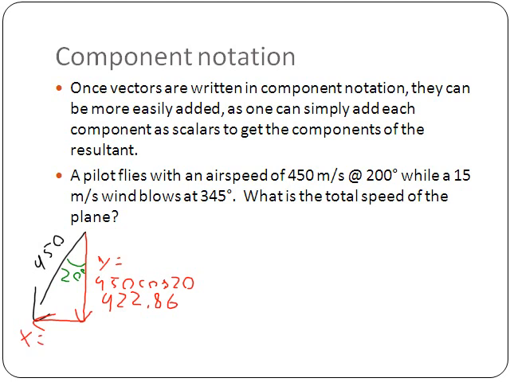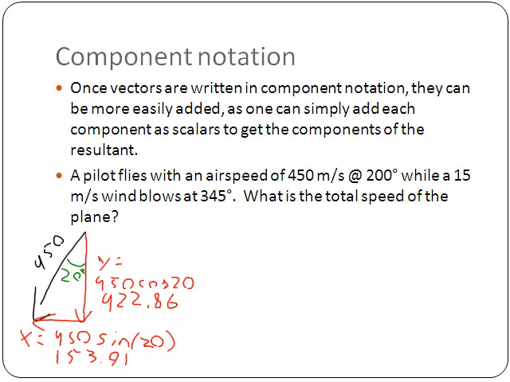For x down here, x is opposite over hypotenuse, which is sine. So I'd get 450 times the sine of 20 degrees. Doing that, I get 153.91. Okay, so we now have our two components, and let's go ahead and write those out.